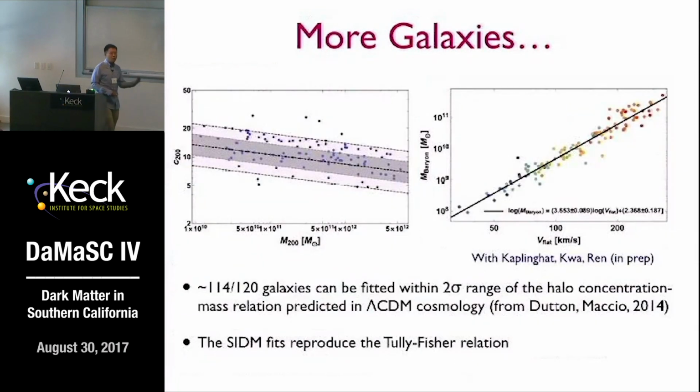Then you can check what prices you have to pay to get the fit. One is to look at what your halo is. This is most of the fits. Almost all of the galaxies can be fitted within 2 sigma of the concentration-mass relation, which is good statistically, meaning it's favored. The SIDM fit can also reproduce the Tully-Fisher relation, although the slope is slightly different from 4, but that's okay. That's from data.